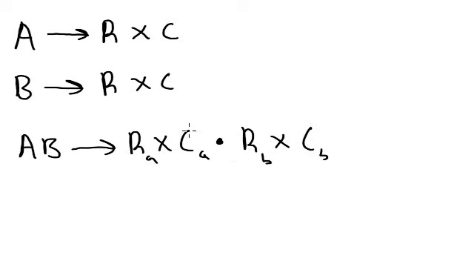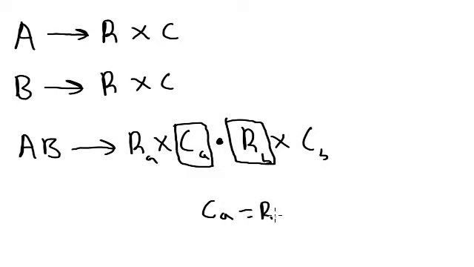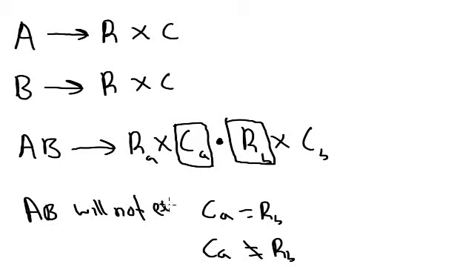Now, when the number of columns in the first matrix is equal to the number of rows in the second matrix, then the two matrices are said to be able to be multiplied. That is, their product will exist. But if C sub A is not equal to R sub B, then the product of the two matrices AB will not exist. And that is what you want to consider doing.